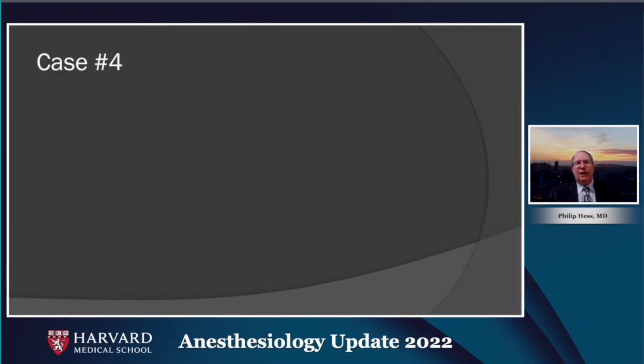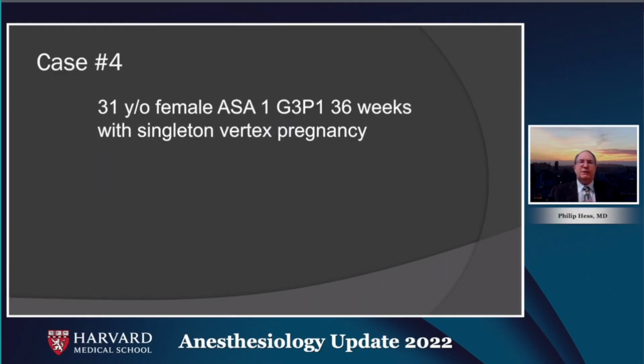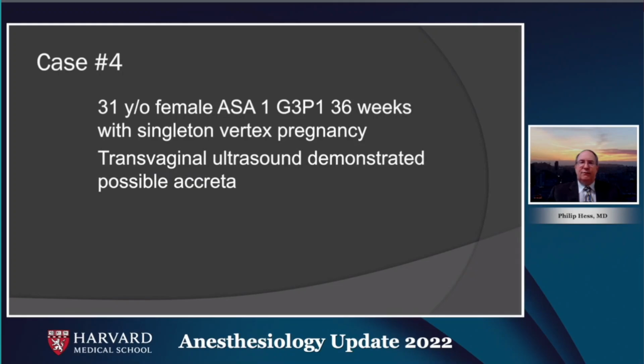On the other hand, we have case number 4. Case number 4 is a 31-year-old female, 36 weeks with a singleton pregnancy. This is her. She had a transvaginal ultrasound because her previous delivery was by cesarean delivery, and that ultrasound demonstrated a possible accreta. We scheduled an elective cesarean delivery for her.